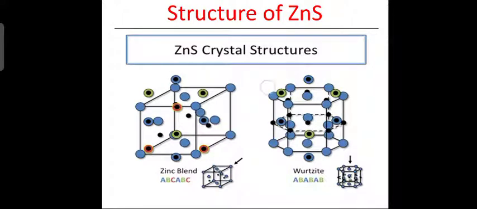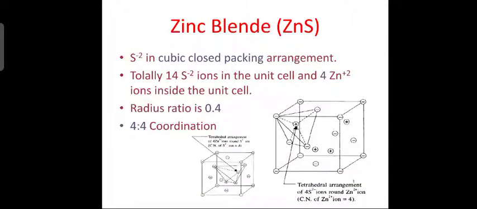Structure of zinc sulfide. So this is the structure of zinc sulfide crystal. You can see here zinc blende, and this is wurtzite crystal. Now what is the structure of zinc blende? S minus 2 in cubic close packed arrangement. So zinc blende consists of zinc ions and sulfide ions. Sulfide ions are present in close packing arrangement. Now 14 sulfide ions in the unit cell and 4 zinc ions inside the unit cell.